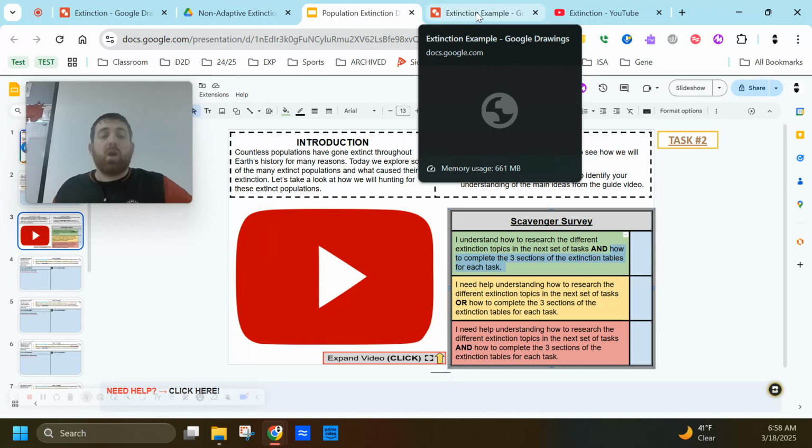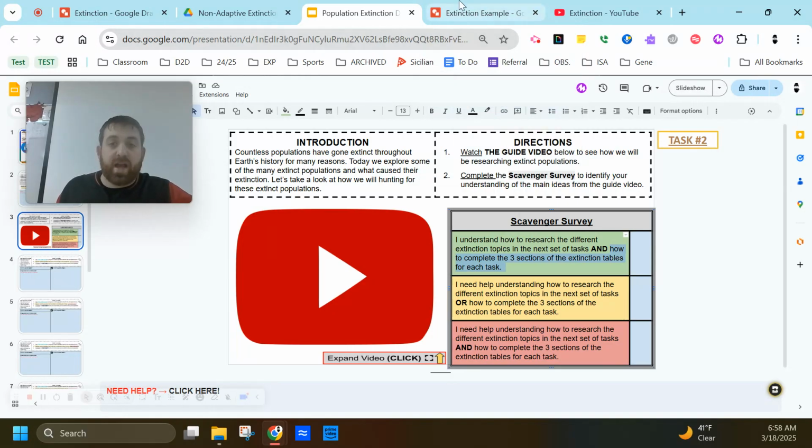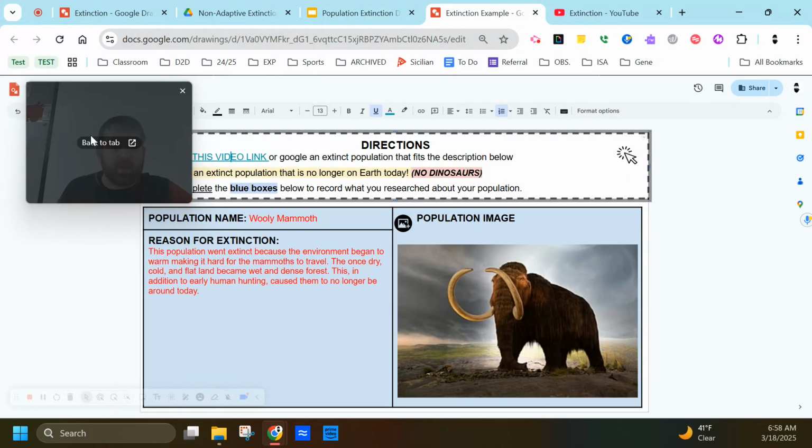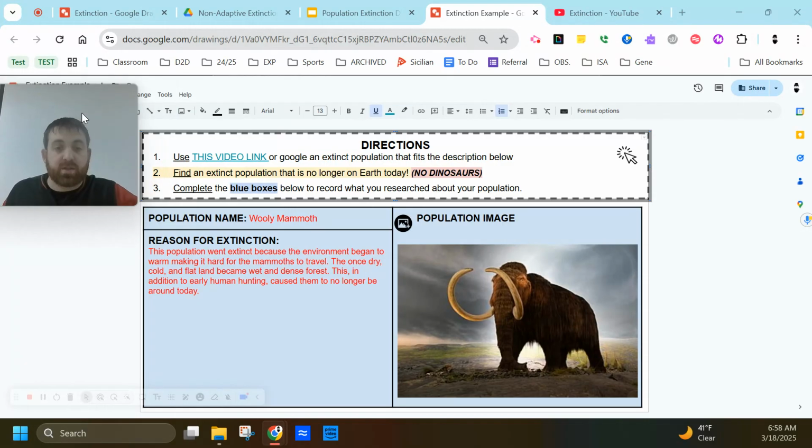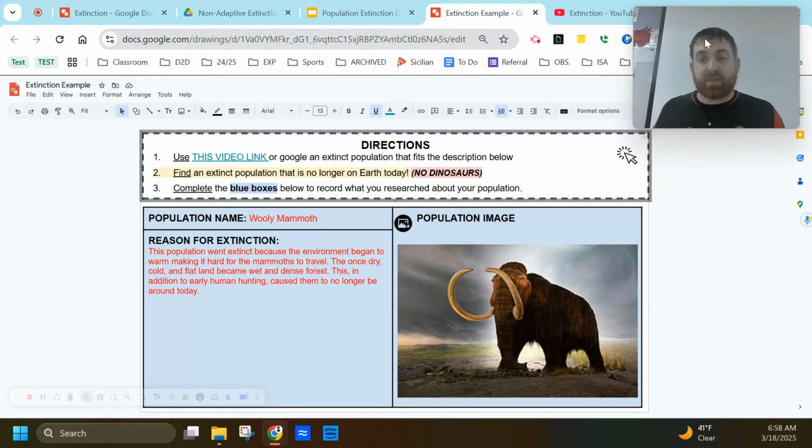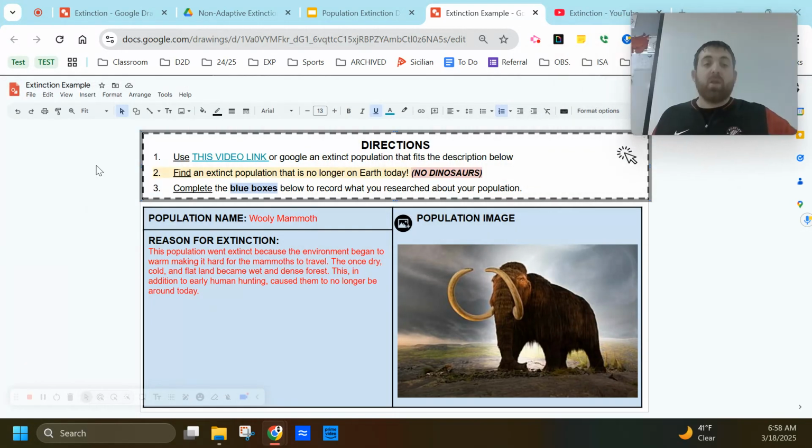So, for each of the following tasks, you're going to come across this set of directions and this extinction table that you see here. To start, you're going to be using either, again, a video link to a playlist with a set of videos on extinct populations, or you can Google and find your own extinct populations that you want. Remember, they need to fit this description below that we see highlighted in yellow.